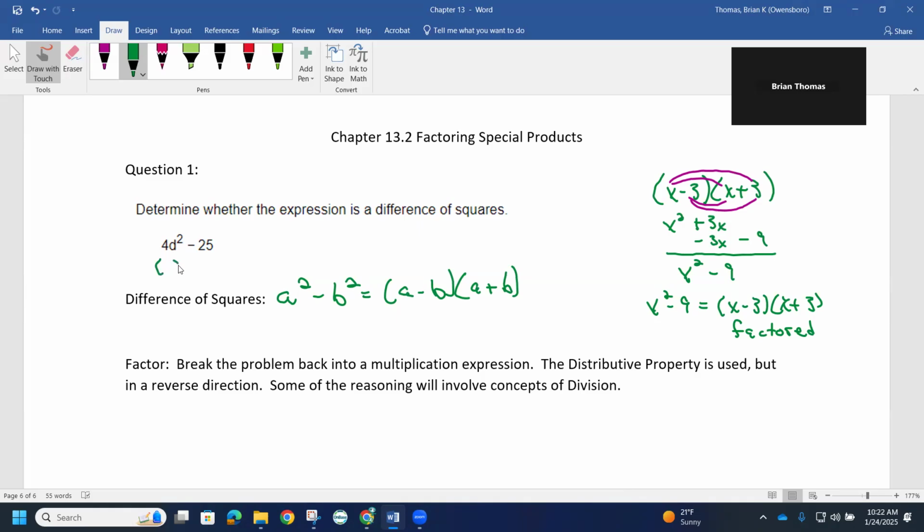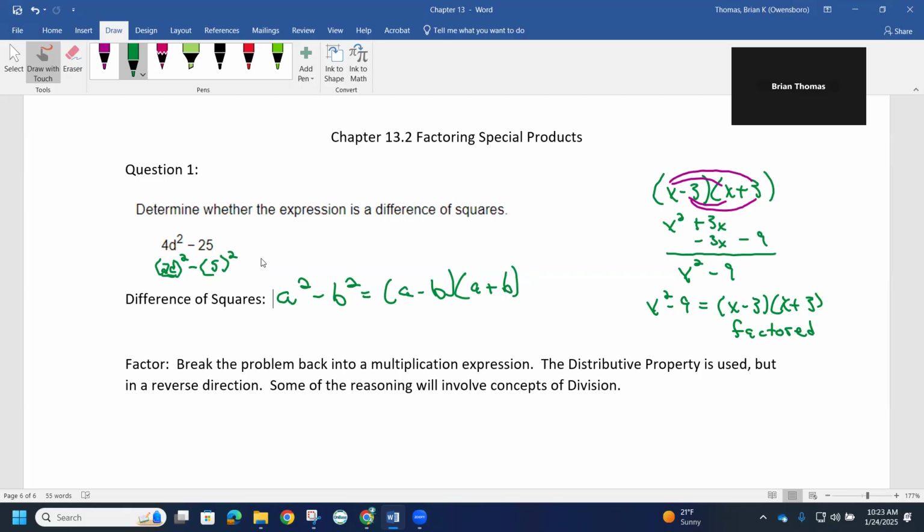what squared would give me 4d squared? Well, what squared gives you a 4 would be a 2. What squared gives you a d squared would simply be a d. So let's say 2d squared is the same thing as 4d squared. So notice how the 2d becomes my a in my formula. And then if we look at the second part, notice that what squared gives me 25 would be a 5. 5 squared is 25. So notice how this fits the model of a squared minus b squared, where the a is the 2d and the b is the 5.